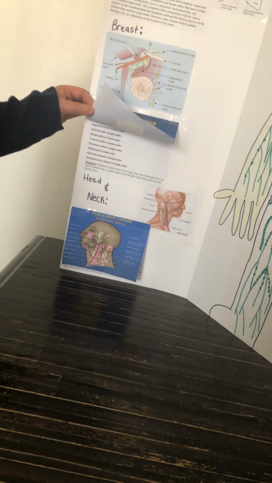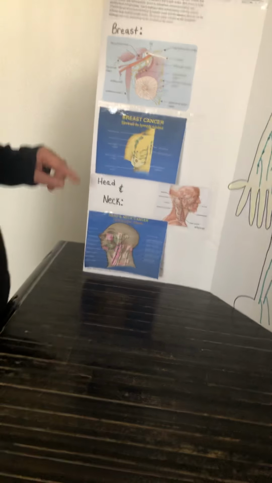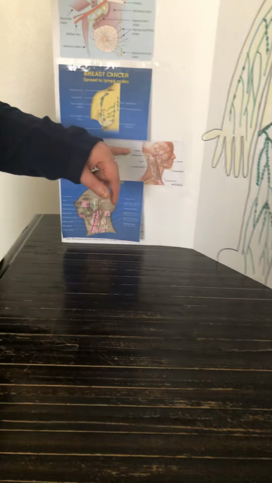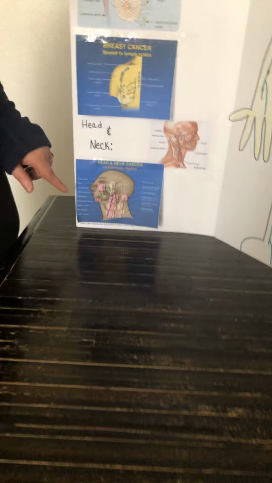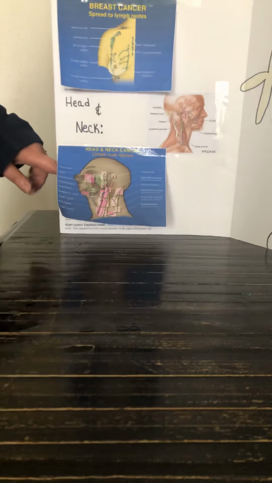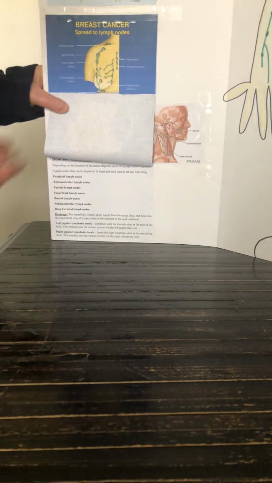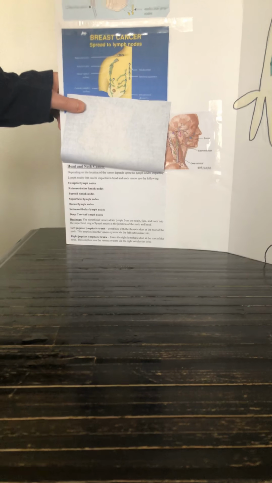Lymph nodes on the left side of the breast drain into the thoracic duct. Head and neck: I have a picture here that shows the different lymph nodes, and they're also labeled here as well. And this would be the spread of the lymph nodes that would be involved in head and neck cancer if it came down to it. So let me flip this up here.